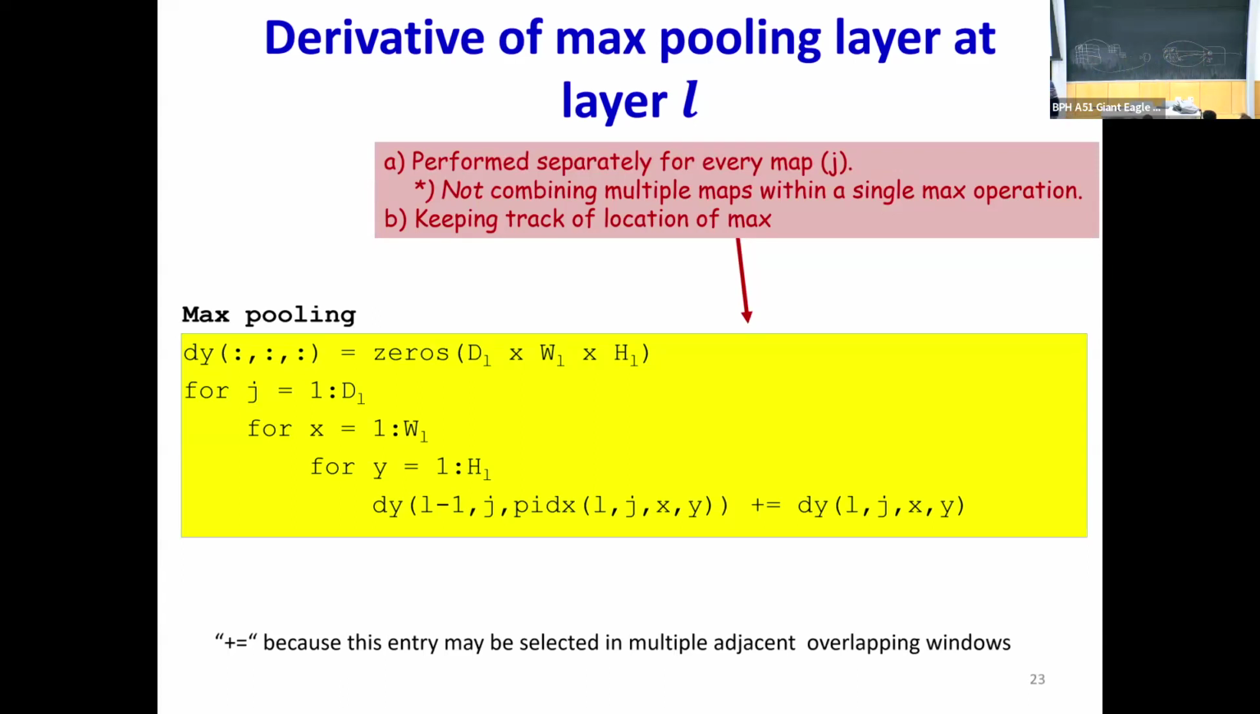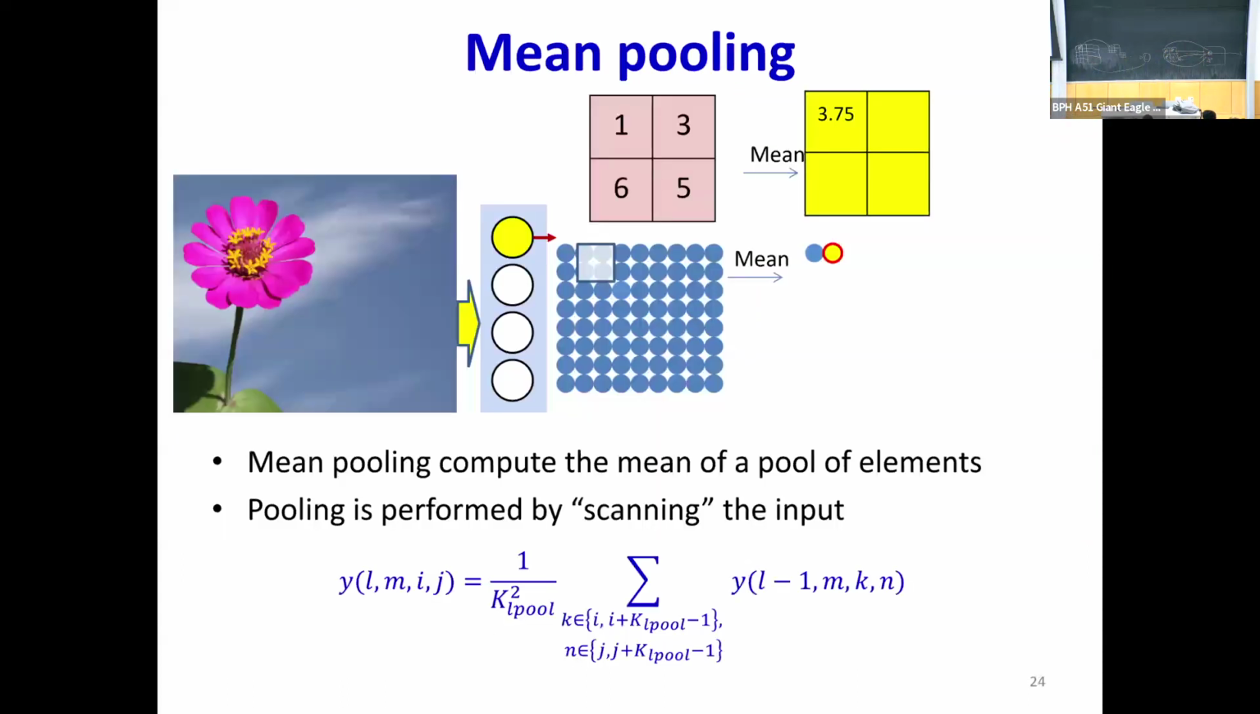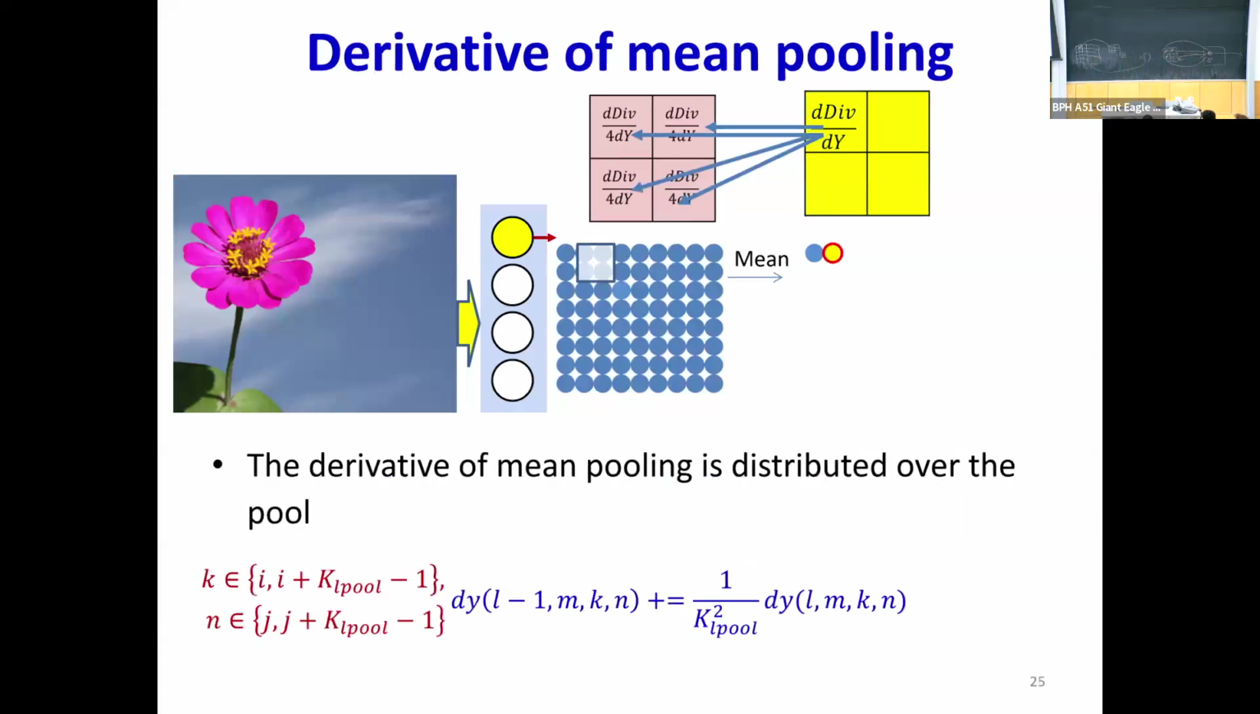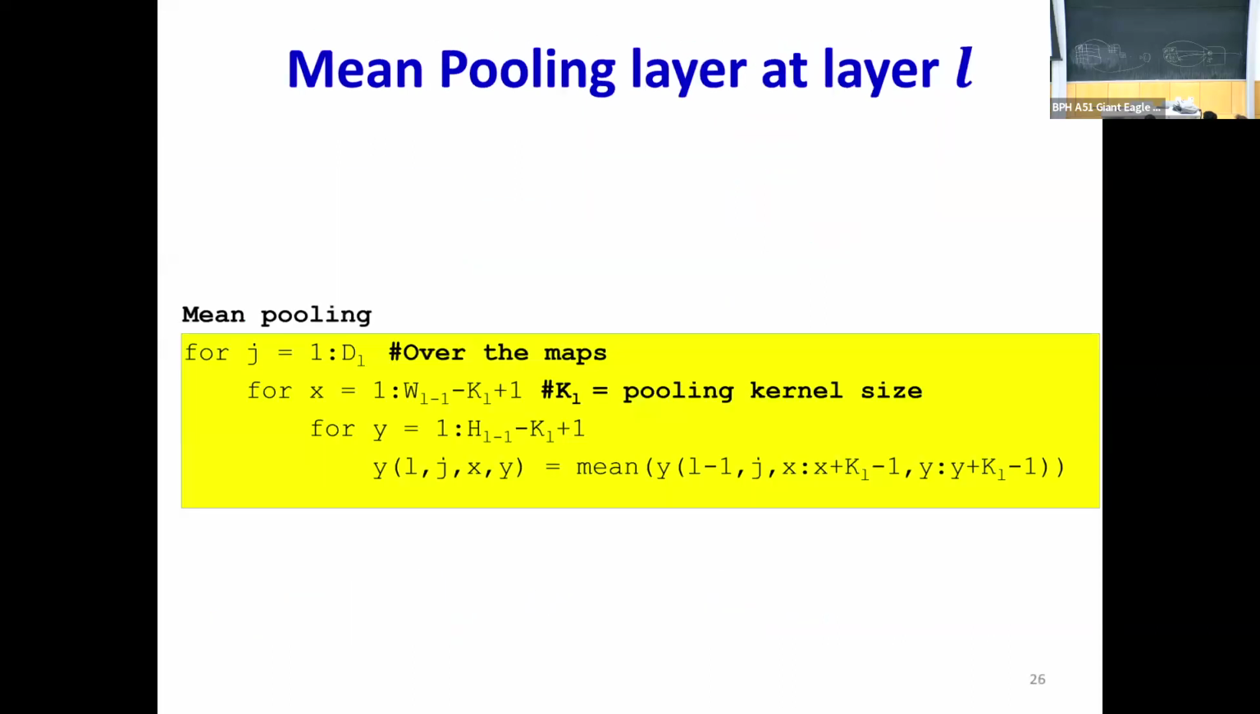So in this case, if I'm performing mean pooling, that derivative at the location that it got copied to is going to be uniformly distributed over all of the locations that contributed to the value. Make sense to everybody? Right? Very easy. Nothing fancy. And so if I were to write code, same thing.